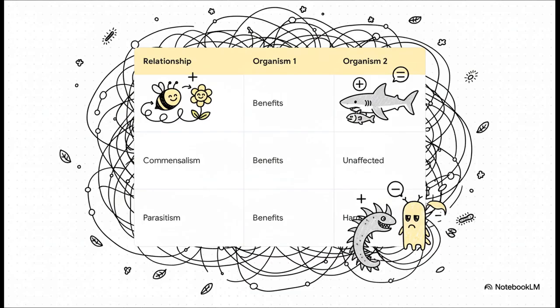This whole web of life is built on countless relationships between species. We call these symbiotic relationships. In mutualism, it's a win-win, like a bee and a flower. In commensalism, one benefits and the other is just unaffected. And in parasitism, one species benefits by hurting the other. All of these tiny interactions create our incredibly complex and interconnected world.